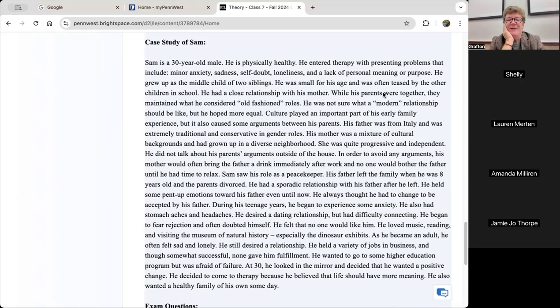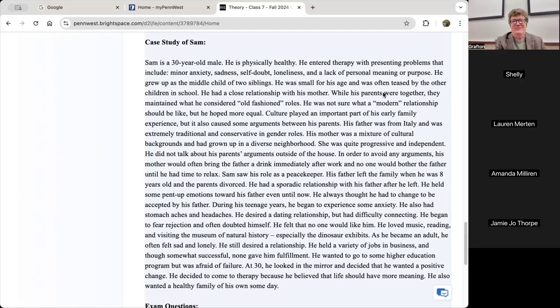His father left the family when he was 8 years old and parents divorced. He had a sporadic relationship with his father after he left. He had some pent-up emotions toward his father, even until now. Wow, maybe we should do a role play in Gestalt with his father. No, we're not talking about his father in the session. Who would we do a role play with if we're only focused on Sam? With Sam. 2 parts of Sam's personality, not the father.